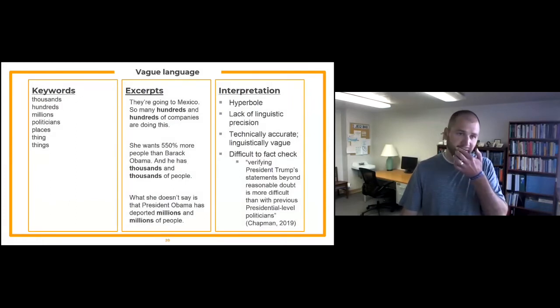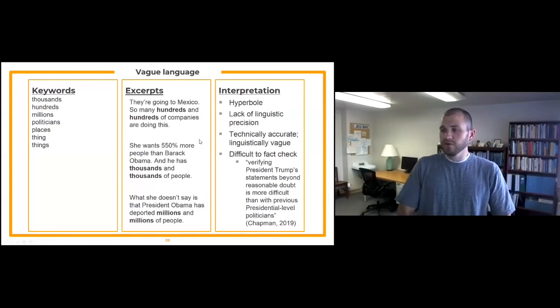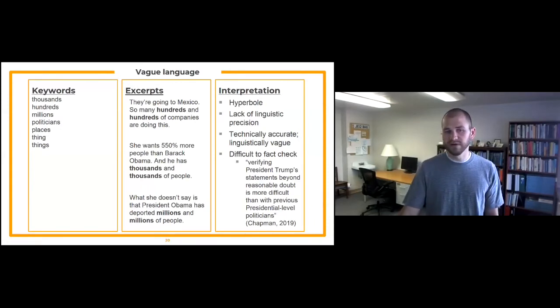And so that brings us to vague language. Hundreds, millions, and thousands are words he would use repeatedly. He would also refer to places, things, and thing which didn't actually have a referent that we knew of based on the context. But look at these 3 examples of hundreds, thousands, and millions. He liked to use this structure with hundreds and hundreds, thousands and thousands, and millions, but didn't give us an exact number of how many hundreds, how many thousands, and how many millions. So we get a lot of hyperbole, and there's a lack of linguistic precision. He's not being precise about how many there actually are.